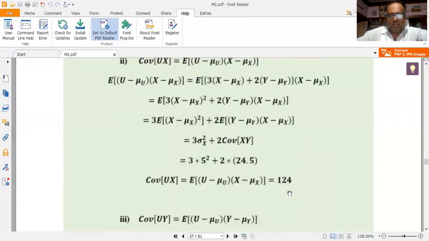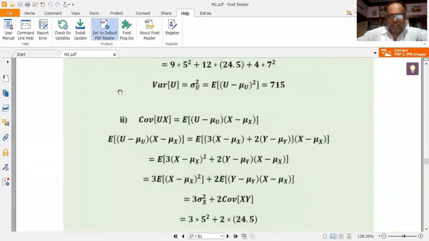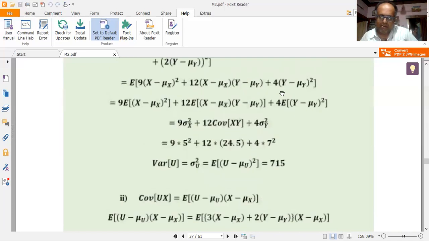Next, I have to find covariance of Ux. Covariance of Ux is equal to expected value of U minus mu U into x minus mu x. Here, I am using the definition of the covariance. Covariance between two random variables U and X are to be found, so use the standard definition of the covariance. It is equal to E of U minus mu U into x minus mu x. Now U is equal to 3x plus 2y according to the data.